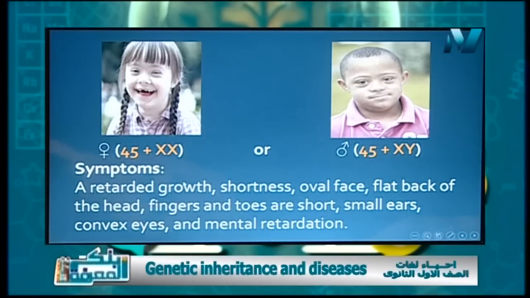Actually, my dear students, we must not think of these individuals as being mistaken, because it's out of their hands. They are created like this. So we have to respect them and not speak about them harshly or badly.